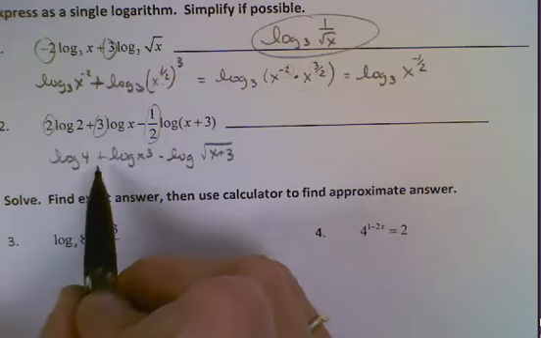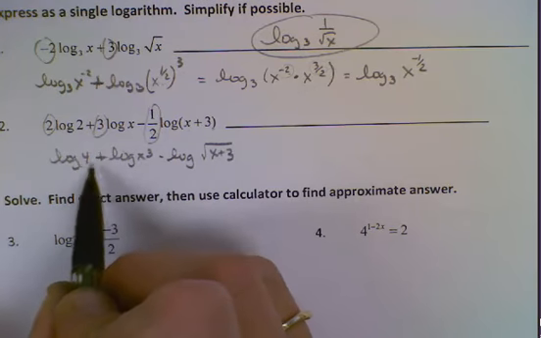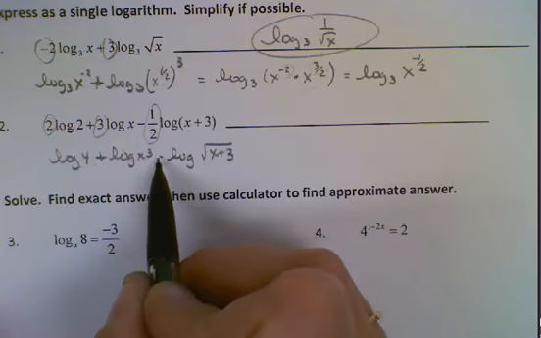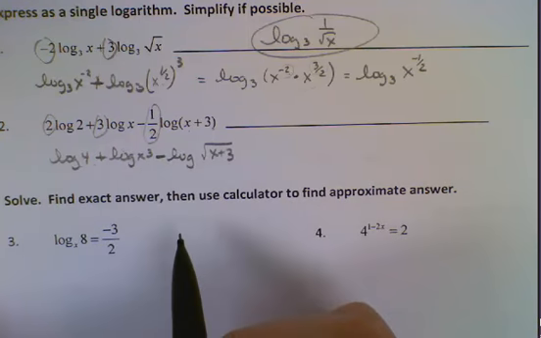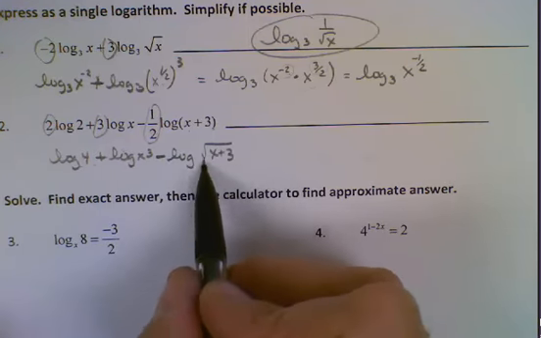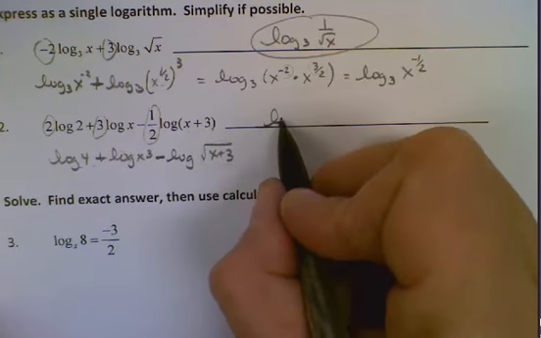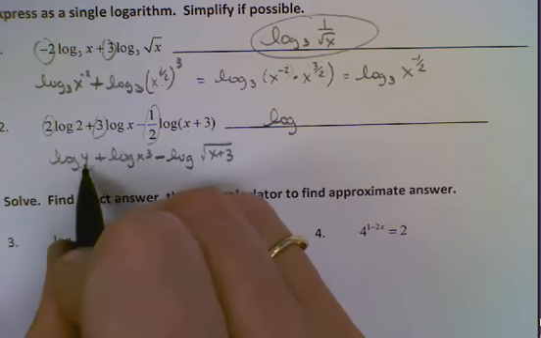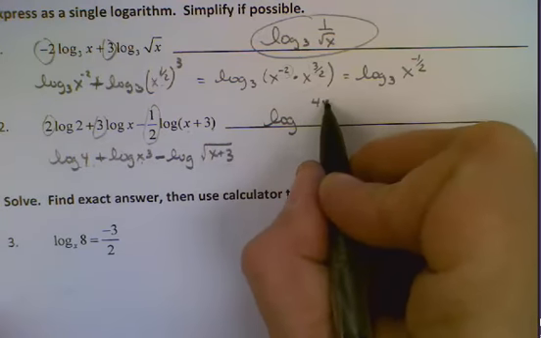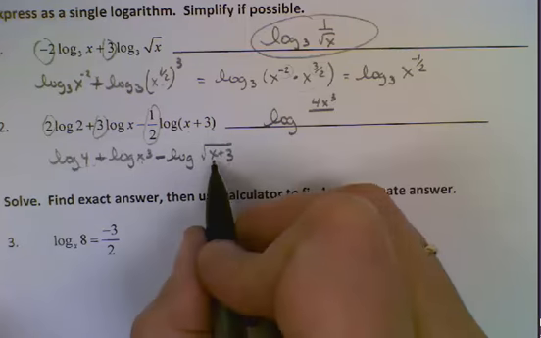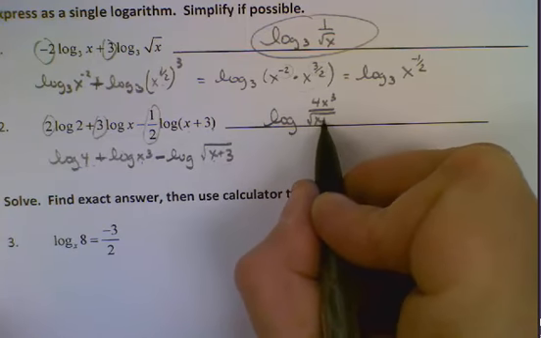All right, and then I see that I'm adding these, so the product property says I'm going to multiply those. And then the minus: anything that's negative means it has to be in the denominator because you're dividing, so that's going to go in the denominator. So I'm going to have the log, so these are all common logs, of 4x to the third in the numerator over the square root of x plus 3 in the denominator.